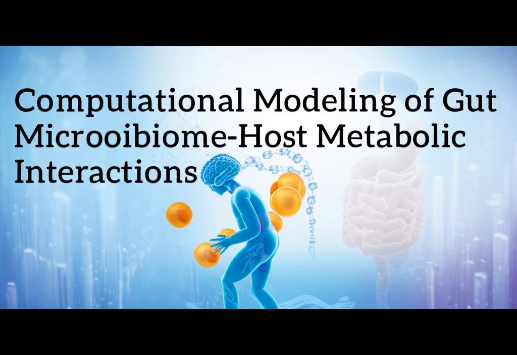To make these simulations more accurate, scientists feed them real-world data. They use multi-omics information: data from studying the genes present, metagenomics; which genes are active, metatranscriptomics; the proteins produced, metaproteomics; and the actual metabolites present, metabolomics. Adding this data makes the model predictions more specific to certain diets or health conditions.